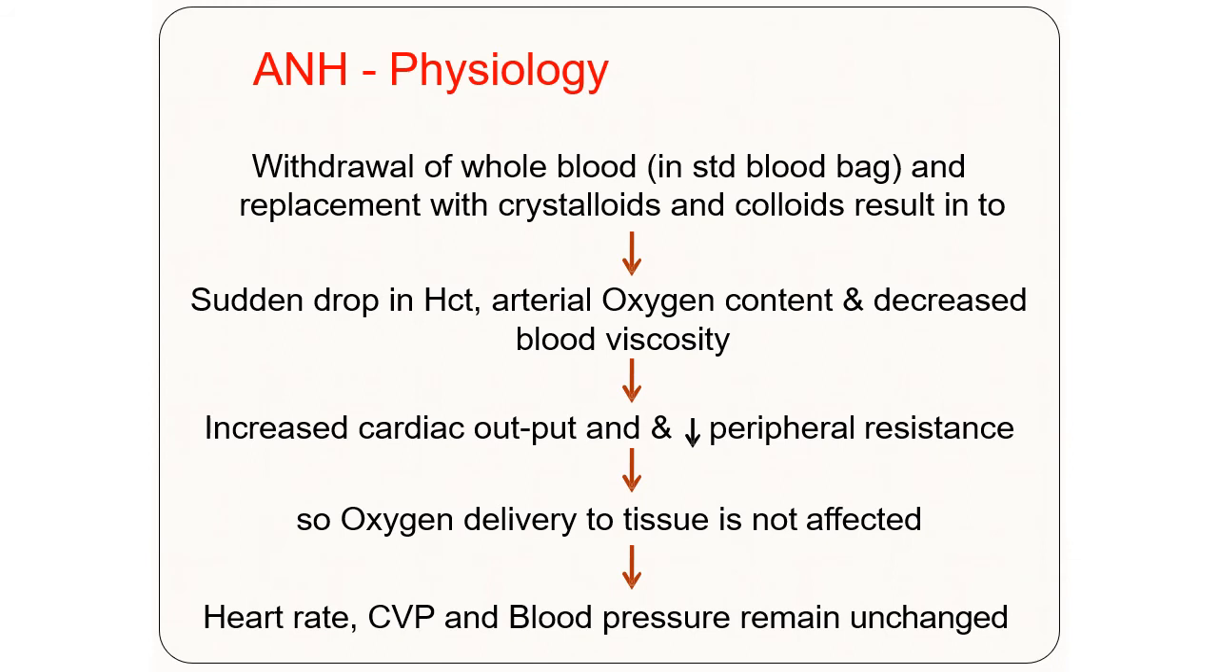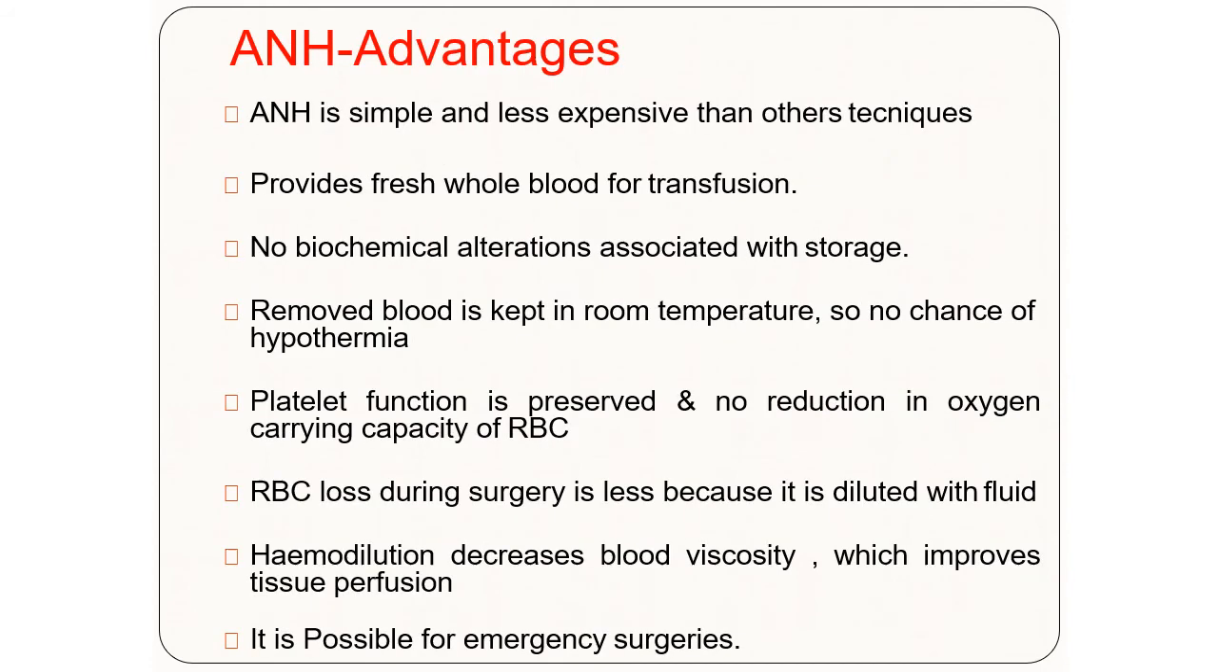What is the physiology of acute normovolemic hemodilution? Whenever there is withdrawal of blood and it is replaced by crystalloid and colloid, it leads to a drop in hemoconcentration, arterial oxygen content, and blood viscosity. There is increased cardiac output and decreased peripheral resistance. So oxygen delivery is not affected, and heart rate and blood pressure are unchanged.